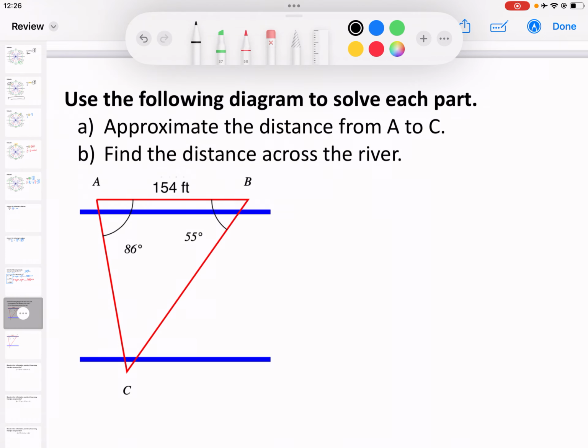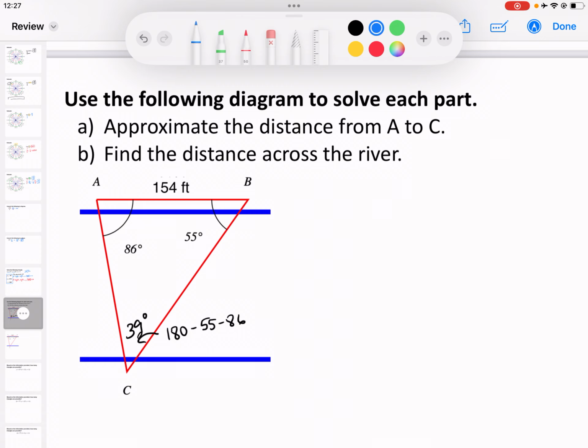Now, anytime you have two angles, it's always law of sines. You always use law of sines when you have an angle and its corresponding side, which currently we don't have. We only have one side, but we don't have the angle across from that side. So that's the first thing we're going to find. We're going to find angle C by doing 180 degrees minus 55 minus 86. So I'm going to do that, and I get 39 degrees for my angle C.